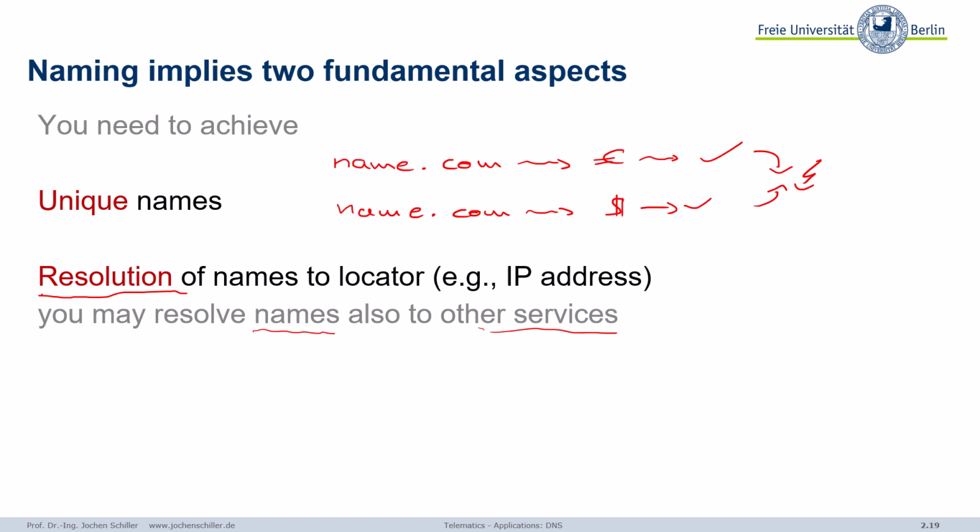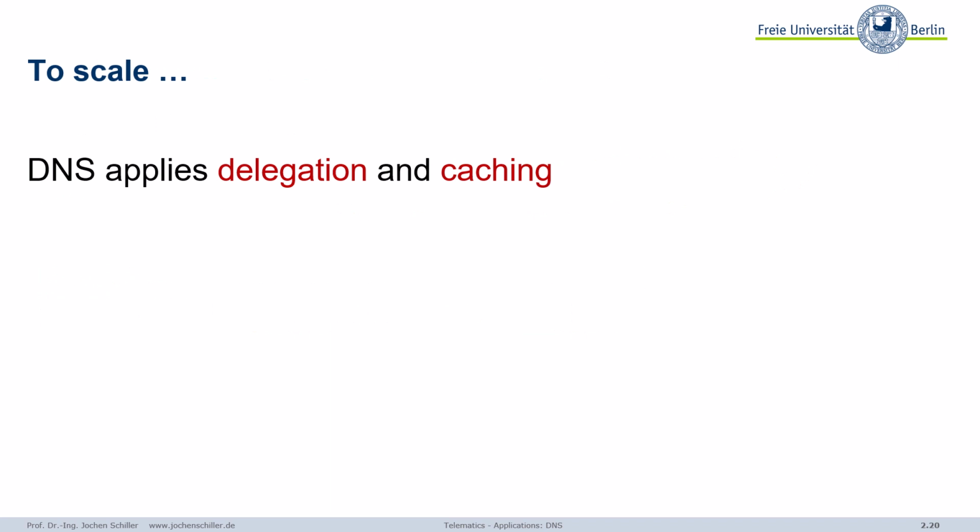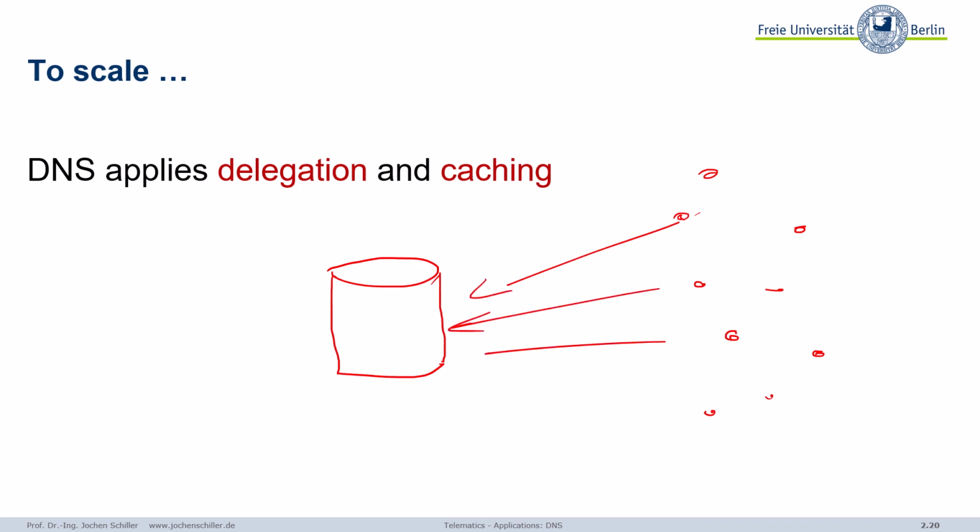The names have to be unique, and we have to take care how to resolve names to a locator or to other services. Then, with another quite fundamental aspect, all this has to scale. Imagine, there are billions of devices, millions of domain names. So, how to handle this? One idea is we have one worldwide database. Okay, and we have all these millions of devices, and all these devices will now ask the database, oh, please resolve this name, resolve this name, resolve this name. You can imagine, whoa, that is a bottleneck.